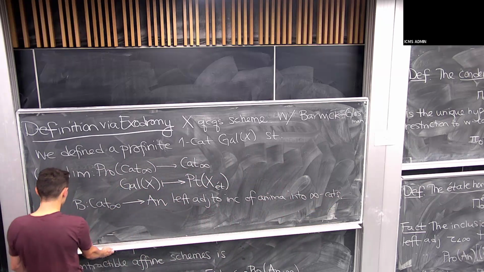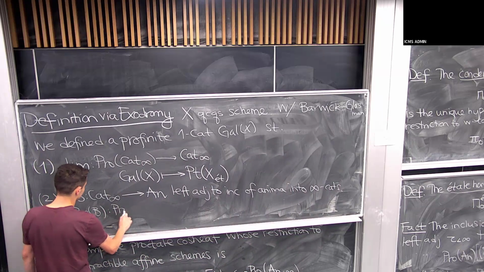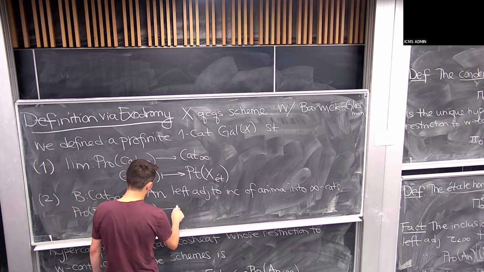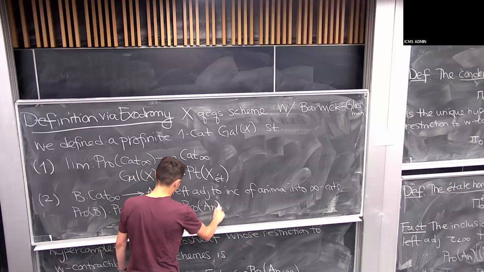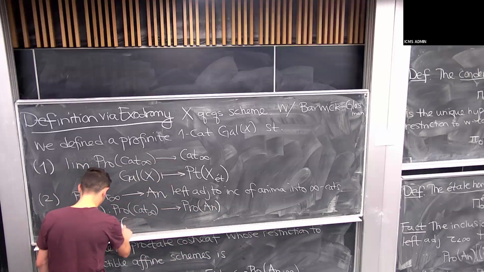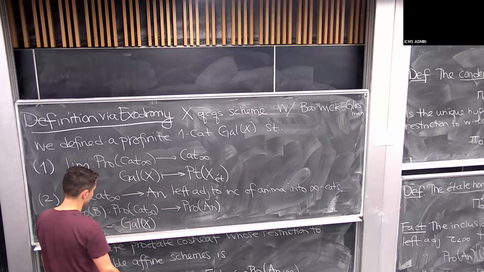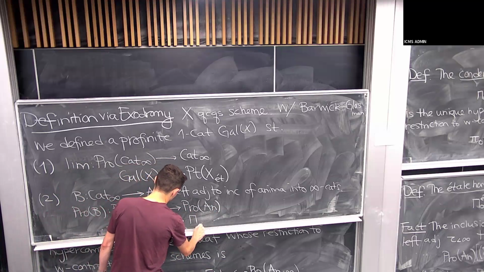So you can extend this to pro objects. On your pro system of categories, you just apply this term-wise. And one of the results we showed is that this Gal guy gets sent to the étale homotopy type.